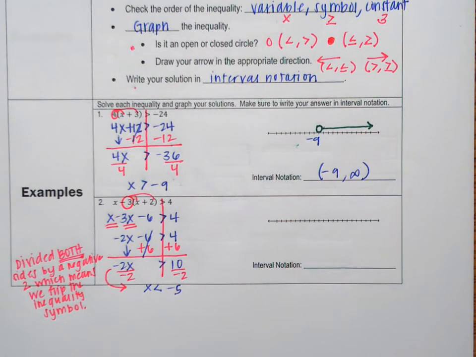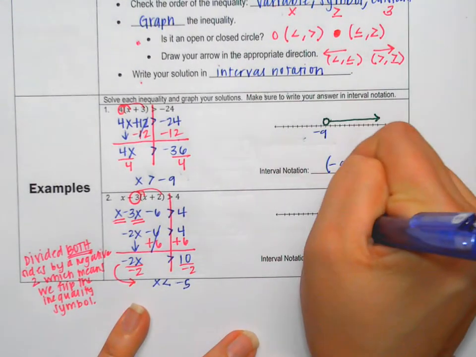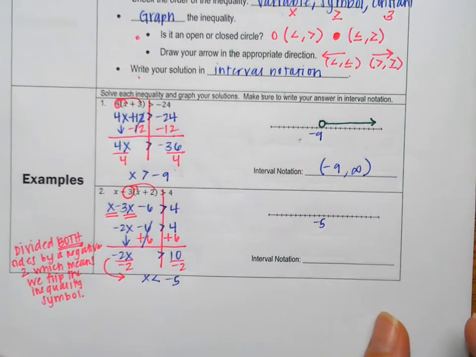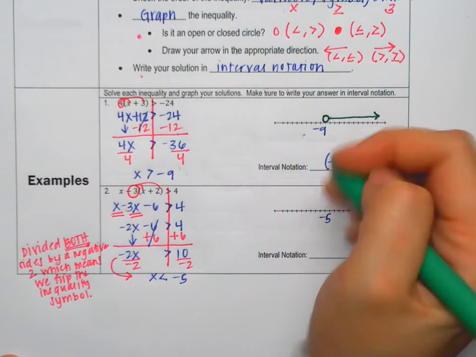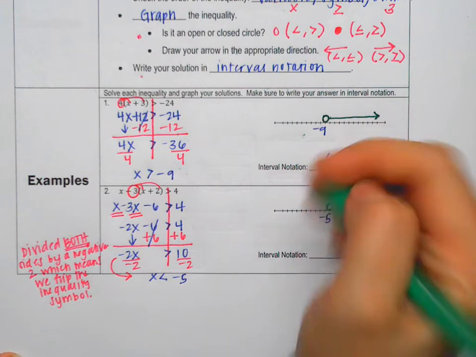Then we graph. x is less than negative 5, so I'm just going to put negative 5 on my graph. Is less than a closed or open circle? It's an open circle. Less than, is that going in the positive or the negative direction? It's going in the negative.